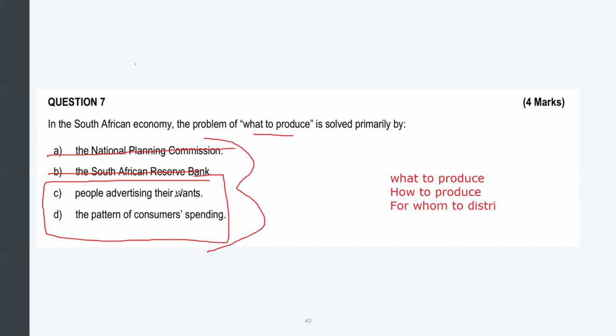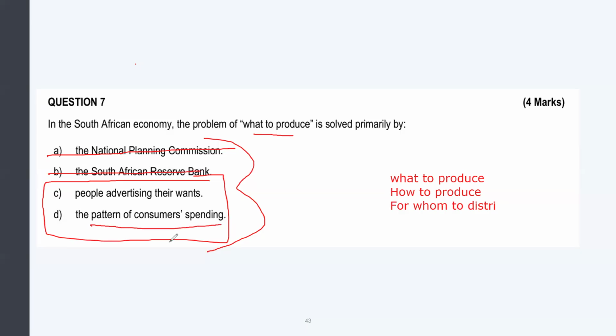People advertising their wants and the patterns of consumer spending. So remember the question of what to produce within a mixed economy and within a market economy is solved by two things. It is solved by self-interest and the market forces. When we say self-interest and the market forces, we are saying that people who want something will buy it, and people who do not want something will not buy it. The producer has to look to see what people are buying and what people are not buying. And that's the pattern of consumer spending.